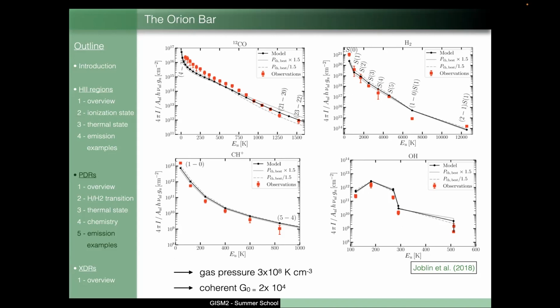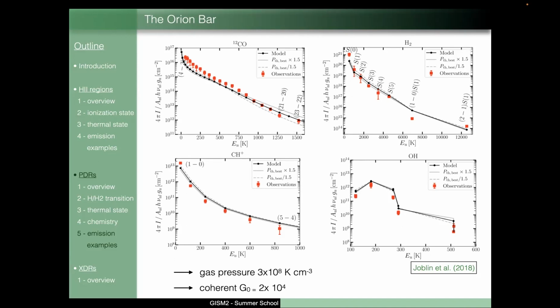On each panel, you see the emission of different species in different lines. Here you have the different rotational lines of CO observed by Herschel up to J equal 23 to 22. Here you have the rovibrational lines of H2, which have been observed by Spitzer, I guess, up to the v equal 2 to 1 transition. Here, the rotational lines of CH+, and here of OH, all observed in the Orion Bar. And what is quite impressive, the black line corresponds to a model obtained with the Meudon PDR code, and which was shown by Christine Joblin in 2018.